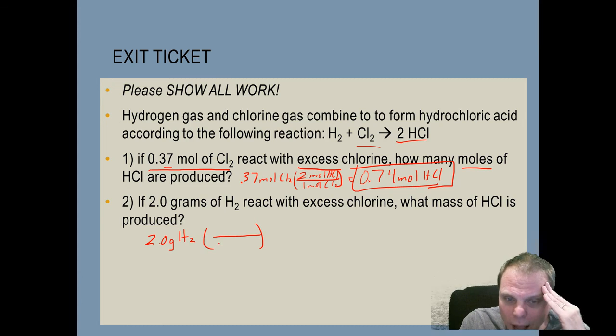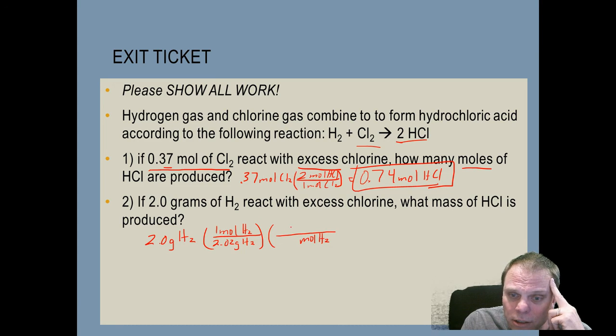And so I have to say, well, I know this. Go to the periodic table. There's 2.02 grams of H2 for every 1 mole of H2. Now I'm in moles of H2. I've got to go from moles of H2 to the moles of the other thing I'm looking for. In this case, it's HCl. Where do I go? I go to my balanced chemical equation. It says that 1 mole of H2 is good for 2 moles of HCl.